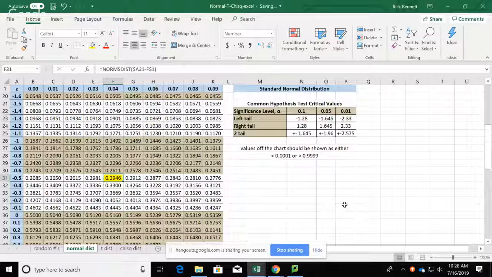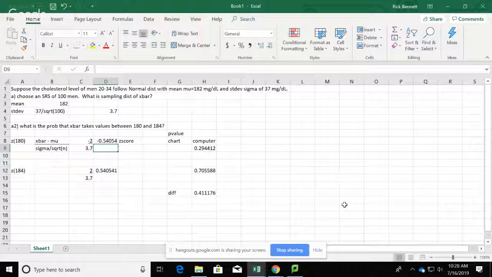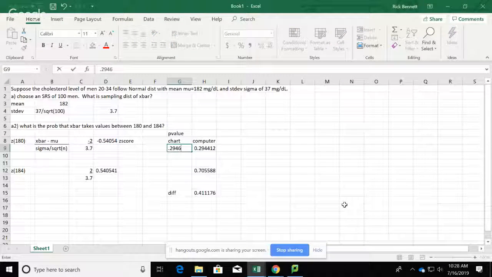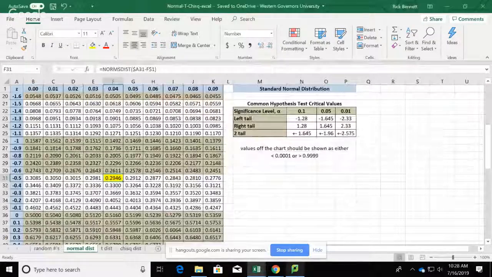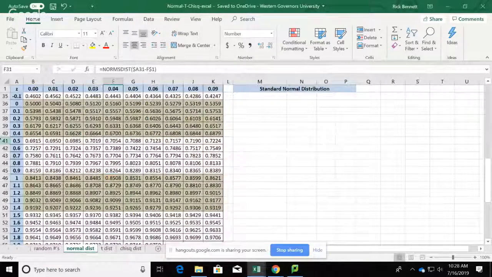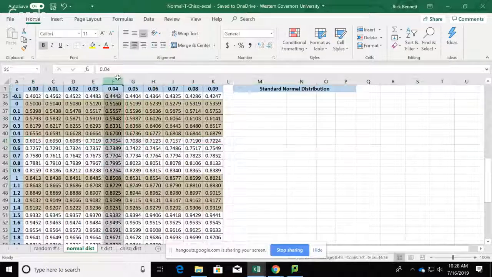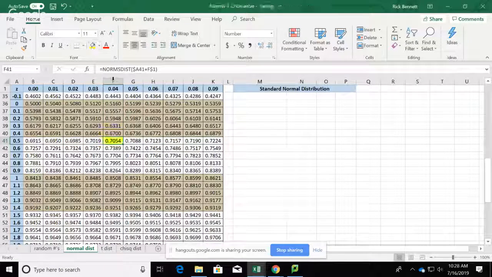Okay? Now this won't be as accurate as Excel, but it's going to be pretty darn close. So 0.2946. Okay, so the computer gave me more decimals. It's 0.2944, but this is what I would do if I'm doing it on the quiz. Okay? Now, how do I find this answer? The same thing, I'm looking for what value? 0.54. So if I look at positive 0.54, I'm at this row, this column, I'm looking at 0.7054.